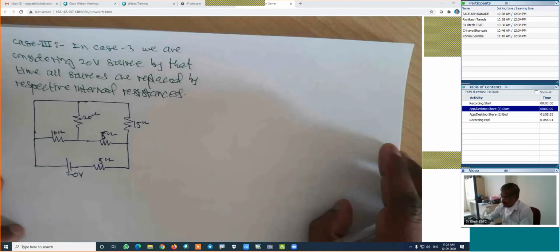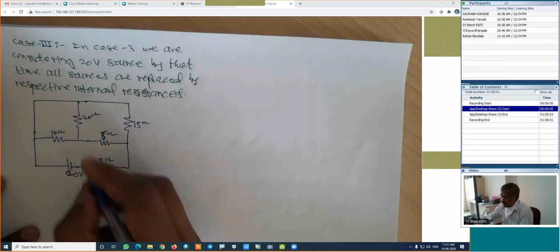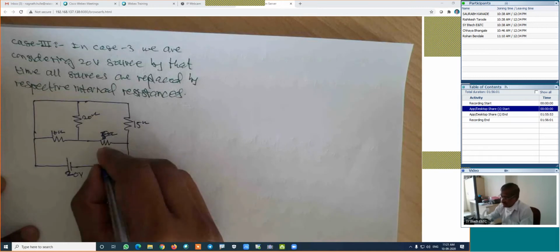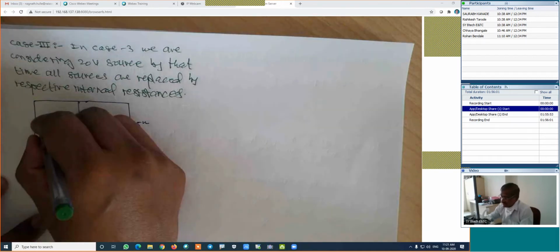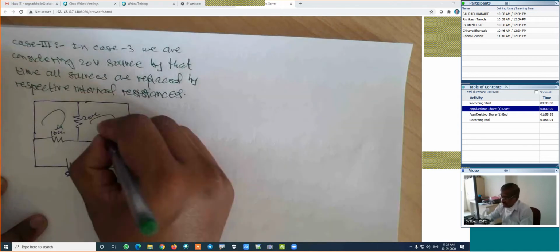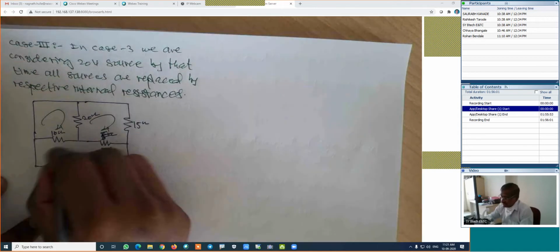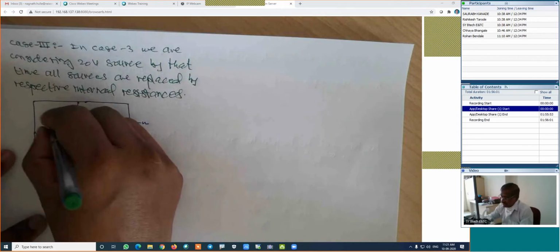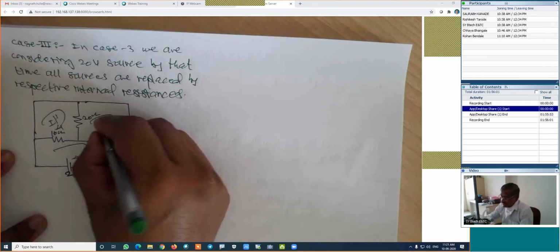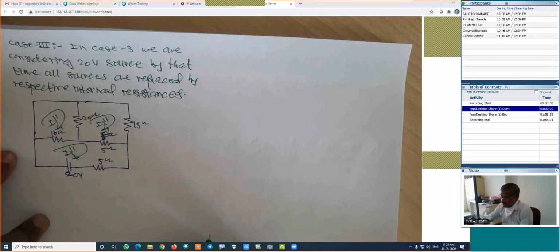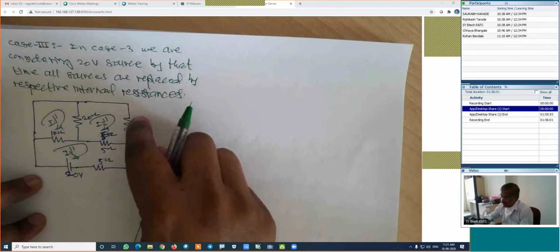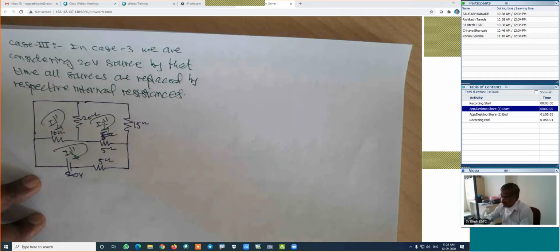Is it right? This is 20. This is 5. This is 5. Now here we will assume the 3 currents again. This is first current, second current, and this is third current. I will name them I1 double dash, I2 double dash, and I3 double dash. We are interested in this current, in the 15 ohm, in case 3.